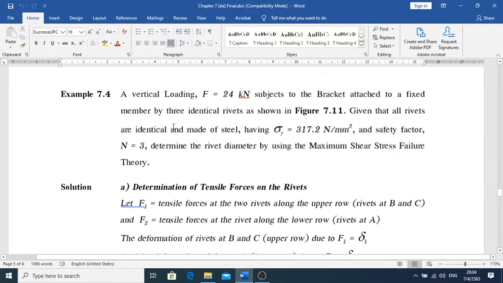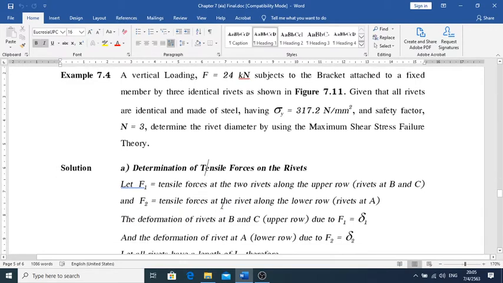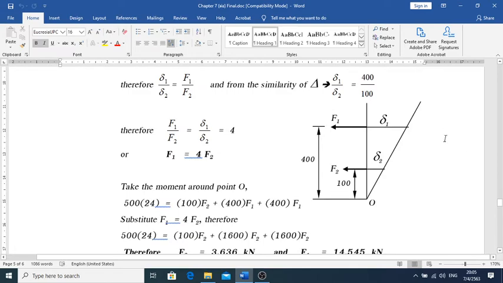I just find the vertical load of 24 kilonewtons applied to the identical rivets in figure 7.11. I have a rivet steel with a sigma y of 137.2 and a safety factor of 3. I just use the maximum shear stress failure theory to design on it. I'm trying to find the tensile force in the rivet.